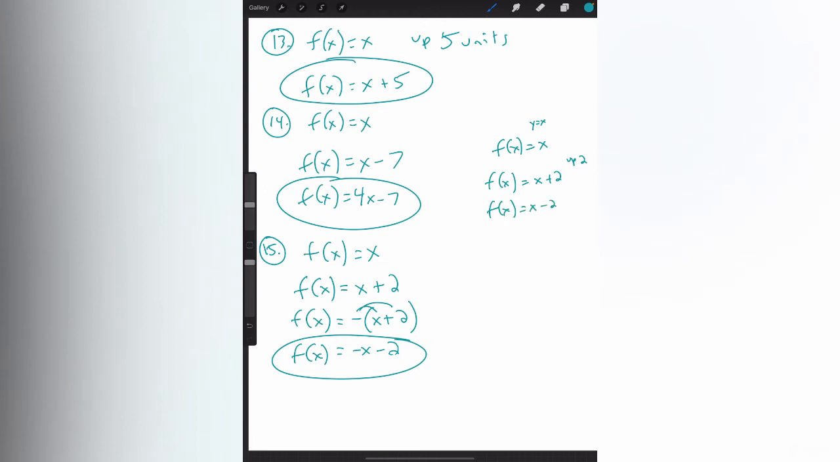X minus 2 moves it down 2. And we'll talk more about left and right and horizontal shifts. But as you see, I can move this, and then if I want to stretch it, I can put a 2 in there. If I want to compress it, I could put a fraction in there, and that would make it smaller. Okay, a negative out in front gives me a horizontal shift, and a negative in the x gives me a vertical shift.